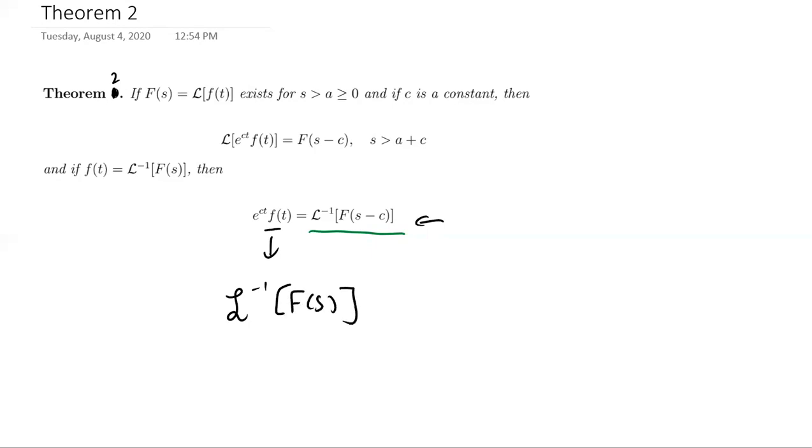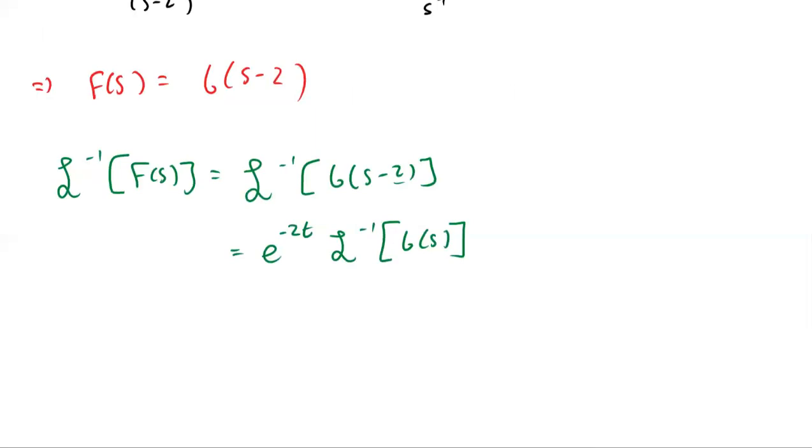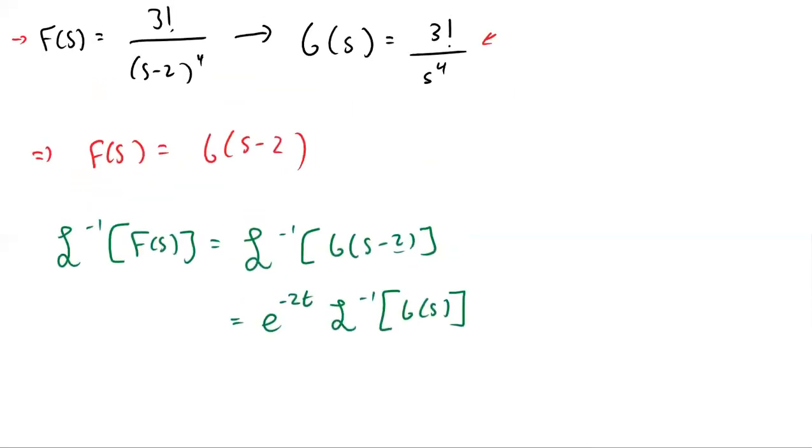Okay? And what is the Laplace inverse of g of s? Well, this thing here looks like the Laplace transform of t to the 4th. And in fact, if we go to theorem 1 in section 6.1, you're going to see that 3 factorial over s to the 4th is the Laplace transform of t to the 4th. So, in conclusion, this ends up being e to the negative 2t, and then here we know that this is the Laplace transform of t to the 4th. So this is just t to the 4th here.